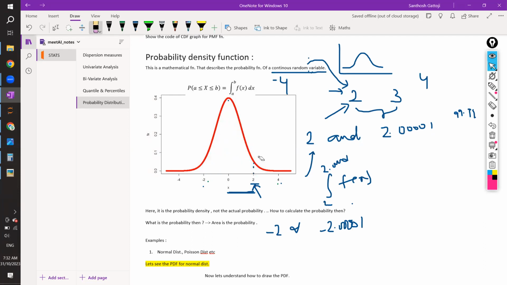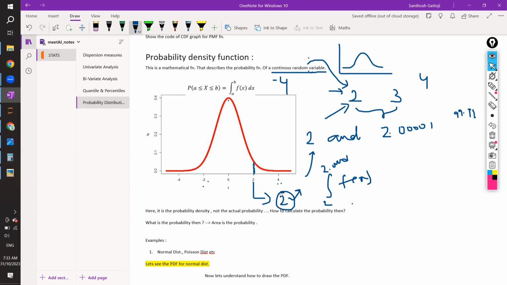Getting it, guys? Did you understand this point? For 2, see this. If this is 2, where will 2.00001 be? I can't draw it also. See, it will be extremely close to 2 only. That means indirectly you are getting the probability for 2, which is our goal.